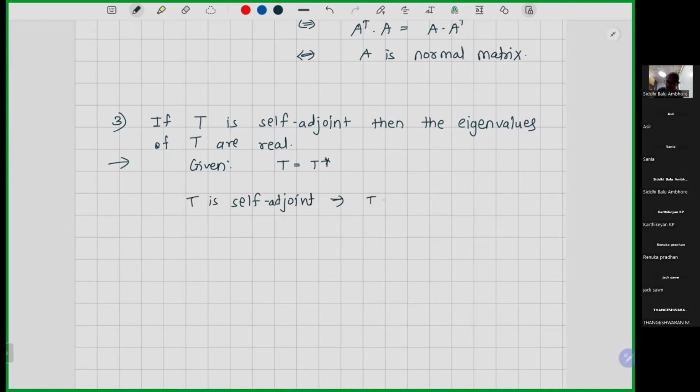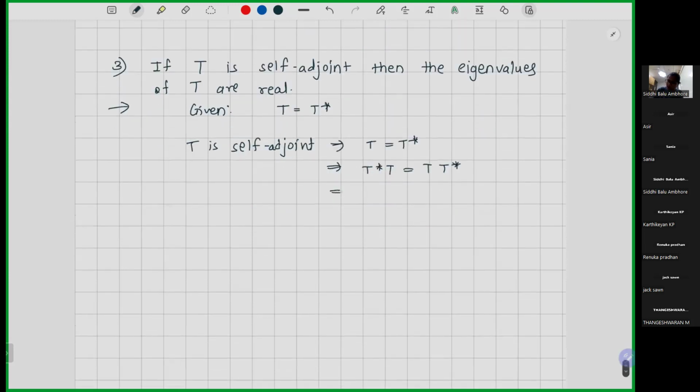This implies T is equal to T star, and again what I wrote earlier, let me write it again. T star T is equal to T T star. This implies what? T is a normal operator. So any theorem or proposition which you remember from the lecture?